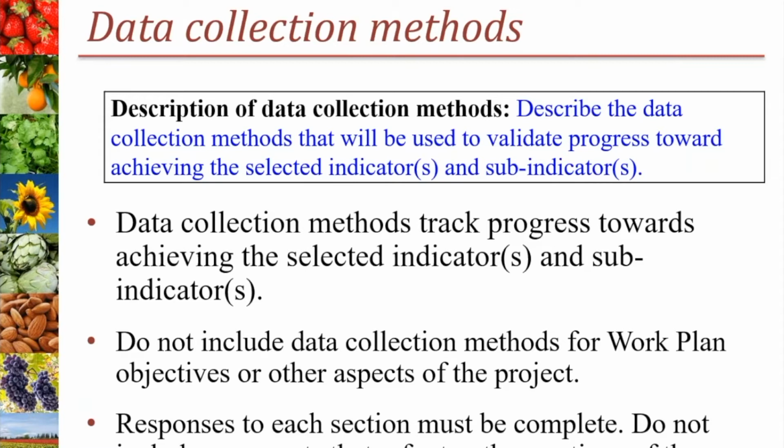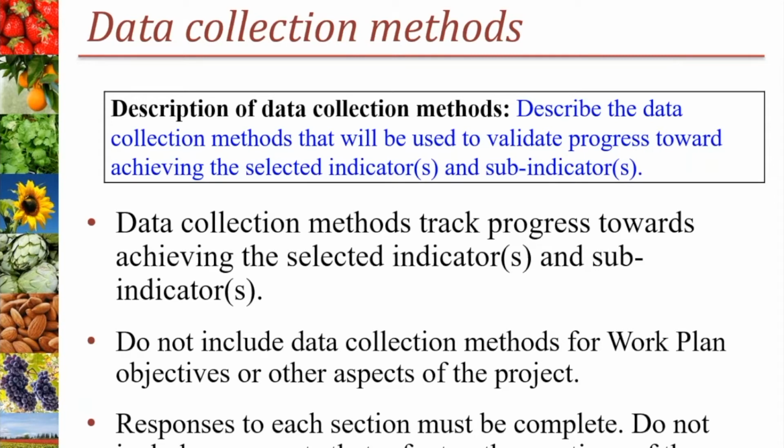We tend to see information about research methods for project activities or work plan objectives in this section, but that type of information should not be included. Should a grant be awarded, the recipients will be required to report on the selected outcome measure separate from the work plan objectives. The data collection box in the outcome measures template should describe the plan for collecting data and monitoring the selected outcome measures only. In addition, each outcome measure must have a complete response for the data collection methods.